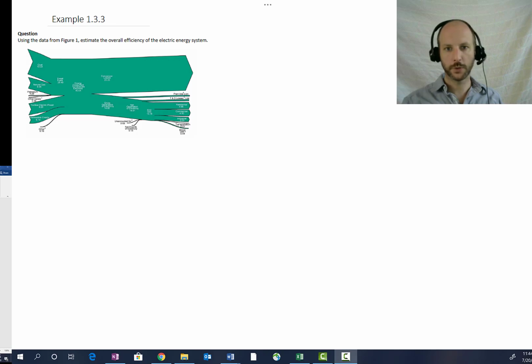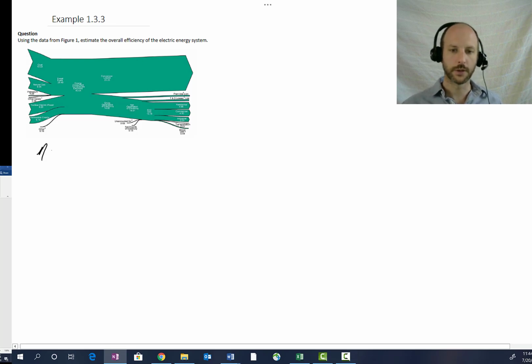Example 1.3.3, using the data from figure 1, estimate the overall efficiency of the electric energy system. So I've gone ahead and copied and pasted figure 1 into the problem statement. If you can't read this, go ahead and just look it up in the textbook. You can see the figure yourself. So anyway, we need to look at this figure and extract the information from it.